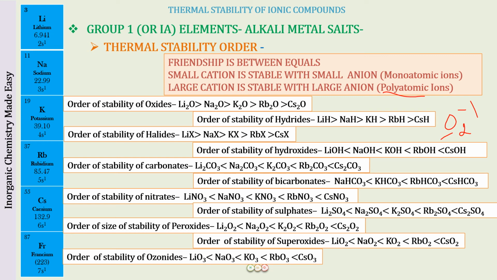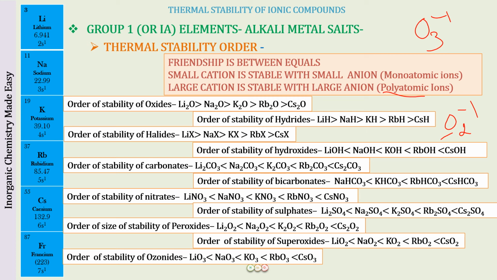And next we have is the ozonide. So in the case of ozonide, it is O3 minus 1. Three oxygen atoms, again, large anion, down the group, stability is going to be increasing. Easy enough, I think. Just one trick and you remember all the thermal stability trends for the alkali metal salts.